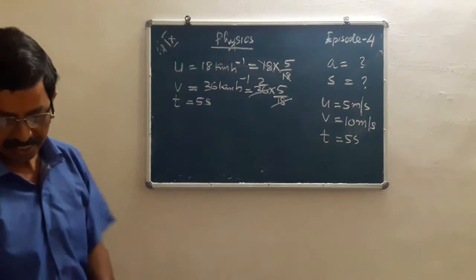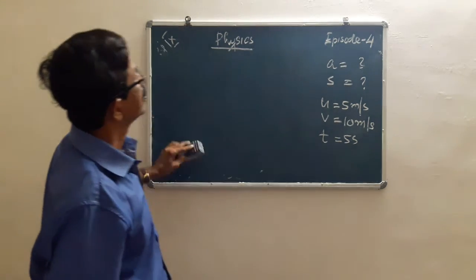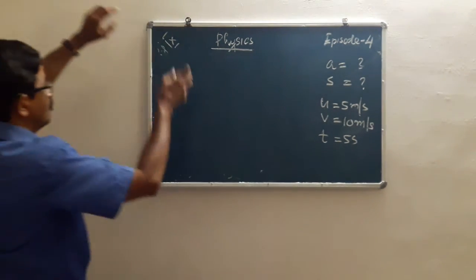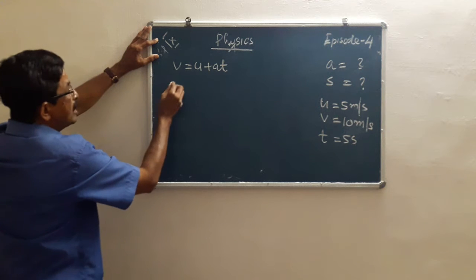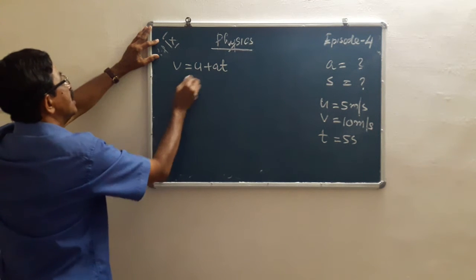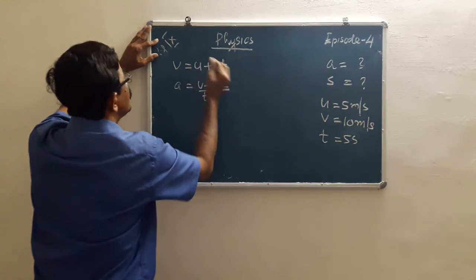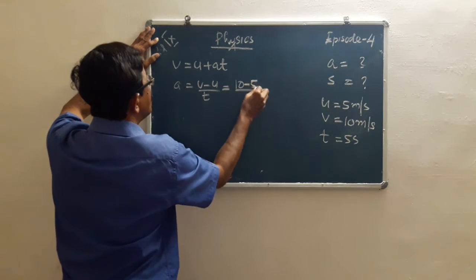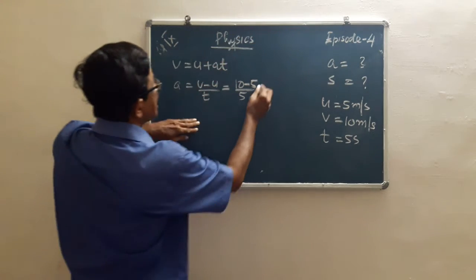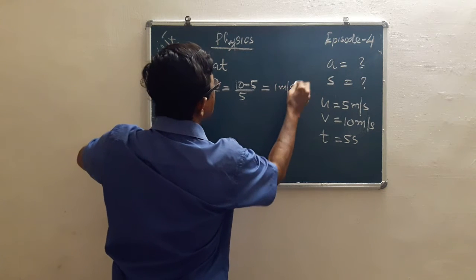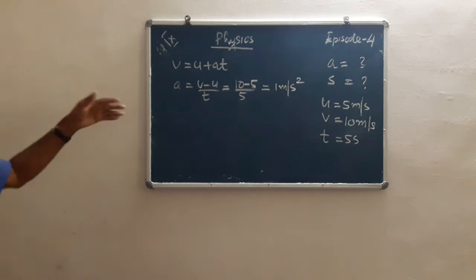Now we can find out two terms. At first, a from the relation v is equal to u plus at. From this relation, a is equal to v minus u by t. That is equal to v 10 minus u 5 by t 5. From 10, when we subtract 5, we get 5. 5 by 5, that is equal to 1 meter per second square. This is the acceleration.